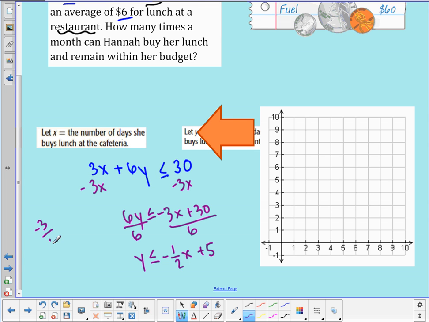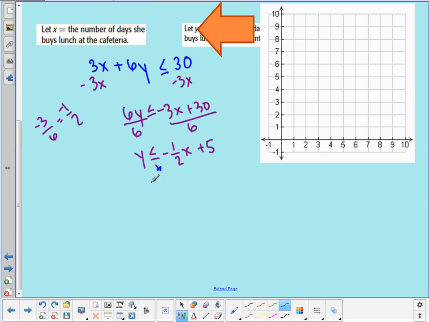Now I got that 1/2 from it being 3/6. Negative 3 divided by 6, if I just reduce that, that's negative 1 over 2. So negative 1/2 x plus 5. This is going to give me a solid line because I also have to make those decisions. I need a solid line here and I want to shade down.